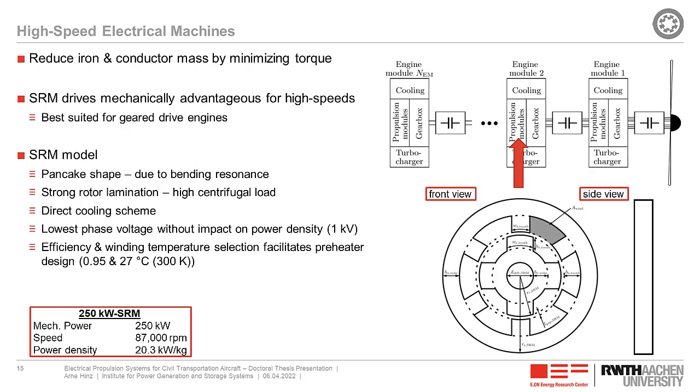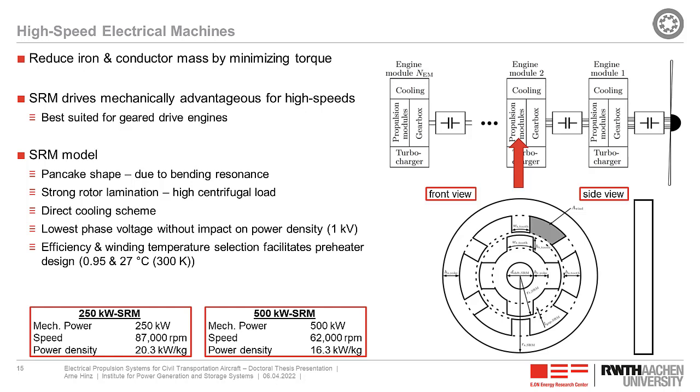We will apply a 250 kilowatt SRM with a mechanical speed of 87,000 RPM and a power density of 20.3 kilowatt per kilogram, and a 500 kilowatt switched reluctance machine with a mechanical speed of 62,000 rounds per minute and a power density of 16.3 kilowatt per kilogram.